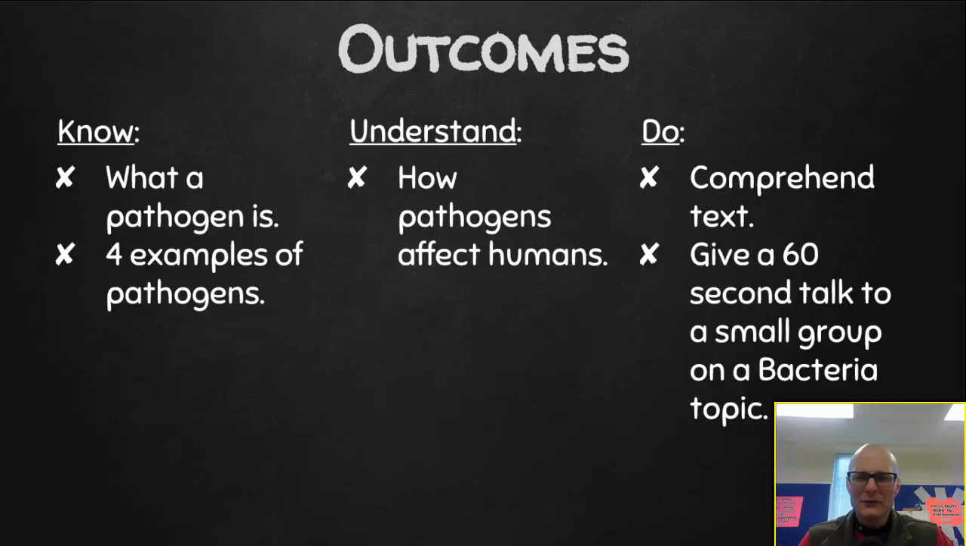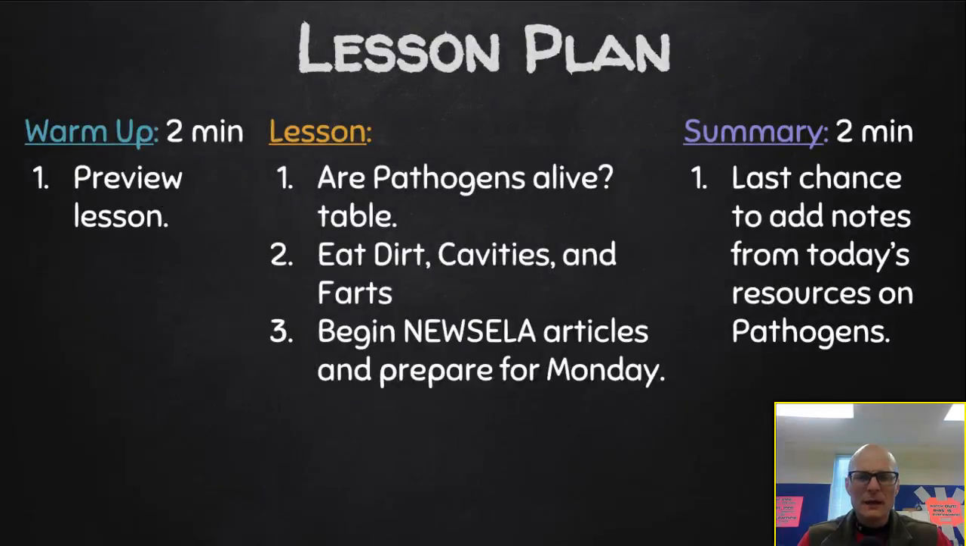We're still on pathogens, although I updated under the no category. You'll see that I updated it to 4 examples of pathogens. We should know more about them now. And the do column changed to comprehending text and a 60-second talk, which I'll talk about here in a second. Our lesson plans, our pathogens alive table. I wanted to remind you that that's number 29 on Classroom. So if you've fallen behind and you want to catch up, you can fill out the table using that resource.